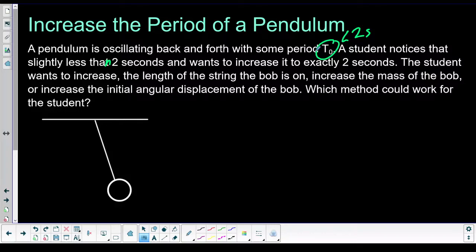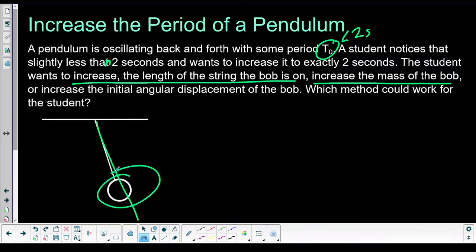They want to increase the period from slightly less than 2 seconds to 2 seconds. They need to change something about the system to do that. Their ideas are: they want to increase the length of the string the bob is on, so they want to make this longer. They want to increase the mass of the bob, make the bob bigger. Or they want to increase the initial angular displacement of the bob, take this thing and pull it farther to the side. Which method could work for the student?